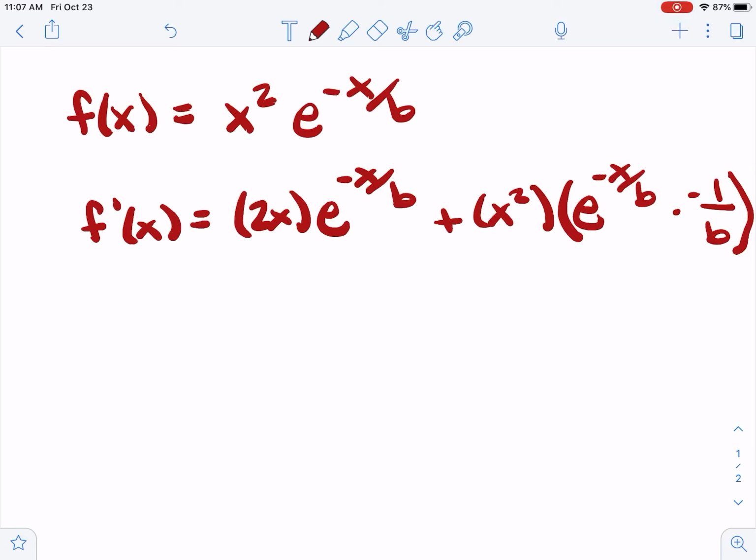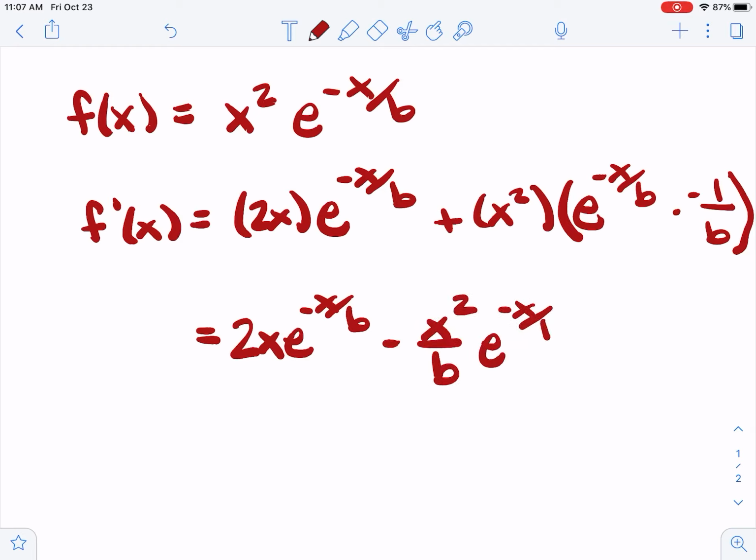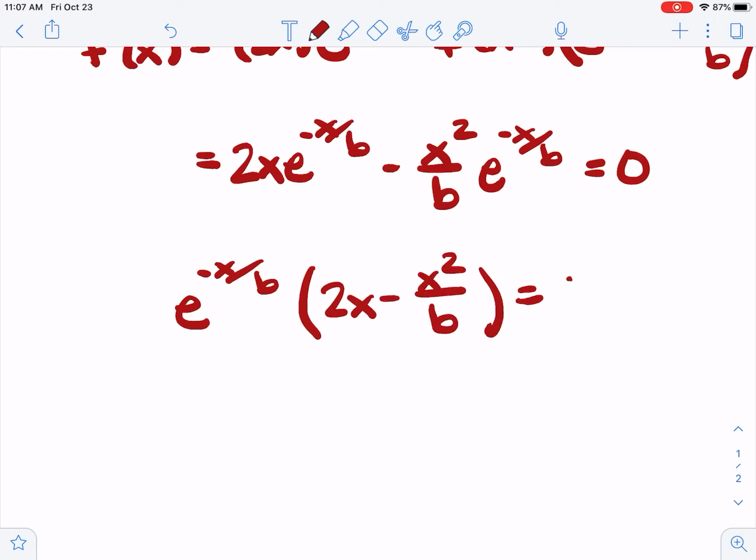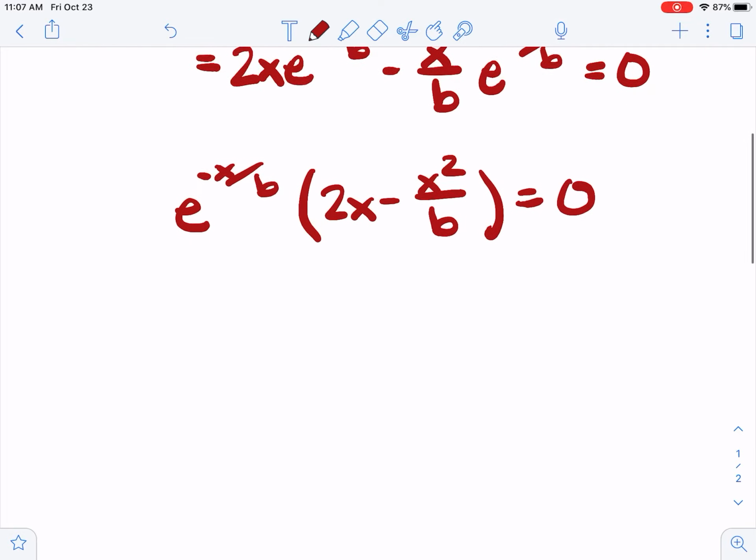b, of course, here is a constant. So this is 2x e to the minus x over b minus x squared over b e to the minus x over b. Now we want to set that to 0 and solve. And if we do that, we recognize that on the left-hand side there, we can factor out an e to the minus x over b. We're left with 2x minus x squared over b equals 0.